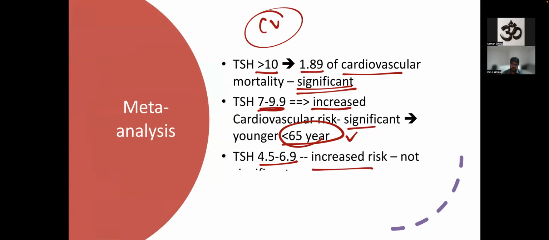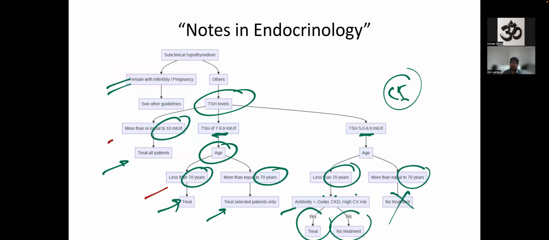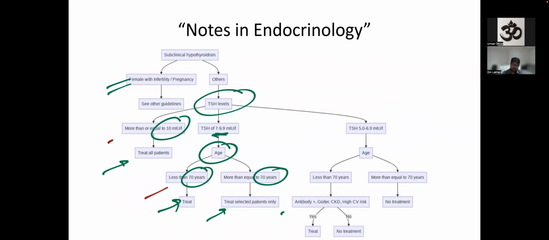So this is where you come to this guide chart again. Look at this chart again. If you look at this chart over here, now we are looking at a patient who has TSH between 5 to 7. Her age is less than 70. She's a 16-year-old. Should you treat this patient?